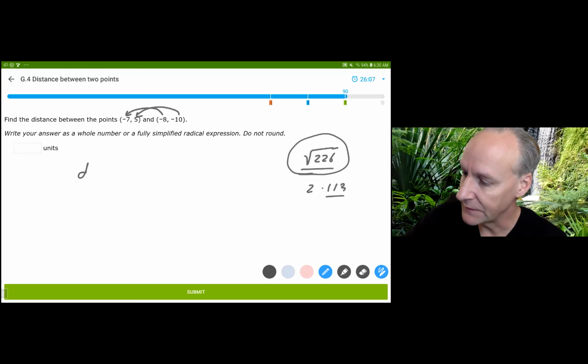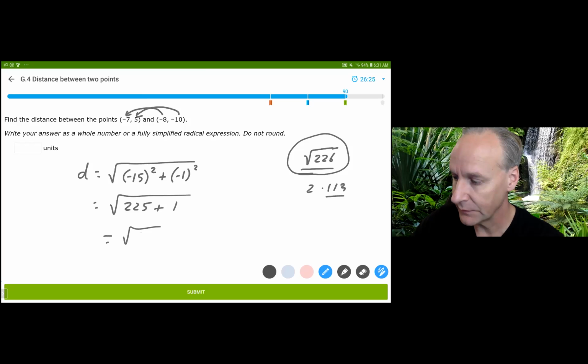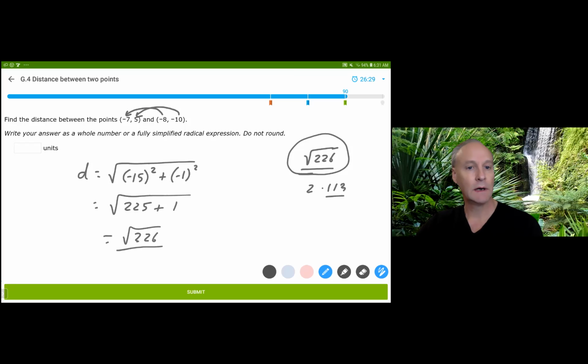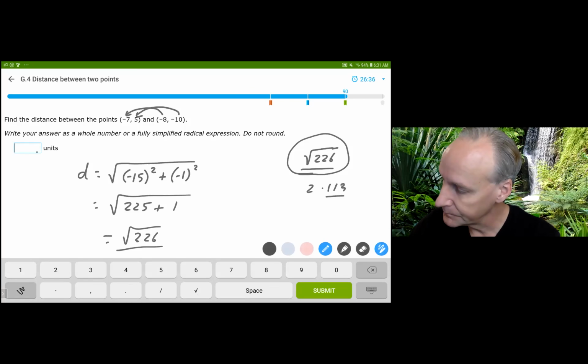Anyway, I'm going to go ahead and write the distance is the square root of, this is negative 15 squared, if you want to see the pieces. And it looks like we have a negative 8 minus negative 7, which is negative 1 squared. And that is my 225 plus 1, which is the square root of 226. And as I said, that can't be reduced. And it's approximately 15 units. It's just a little tiny bit bigger. Looks like that's it.